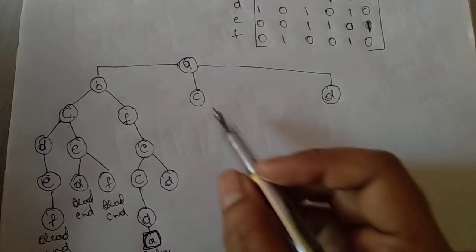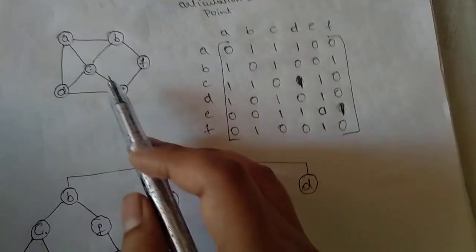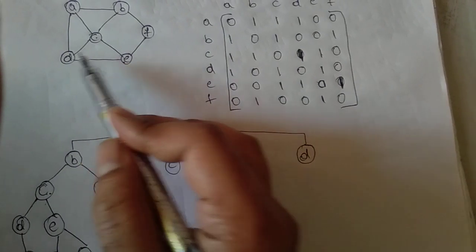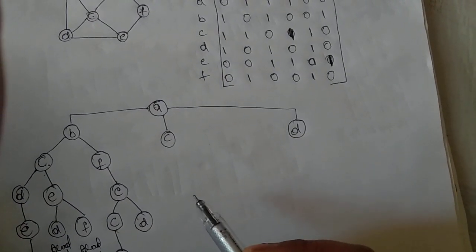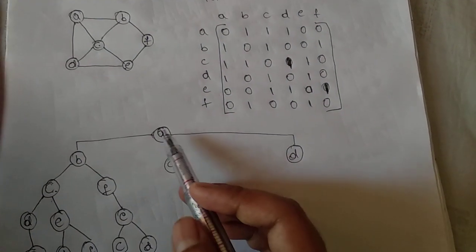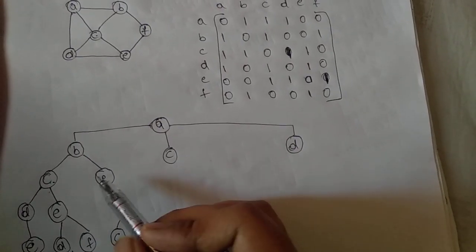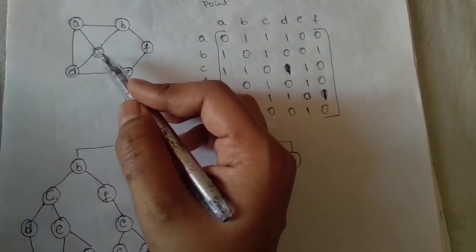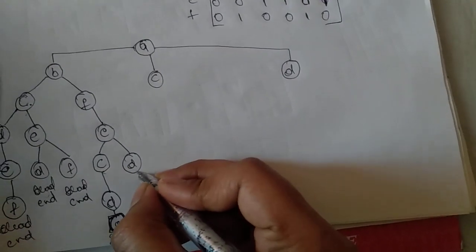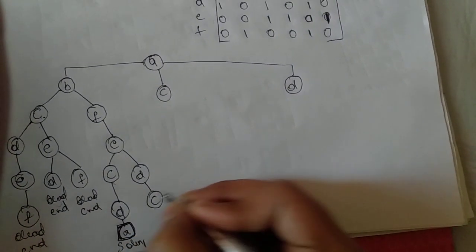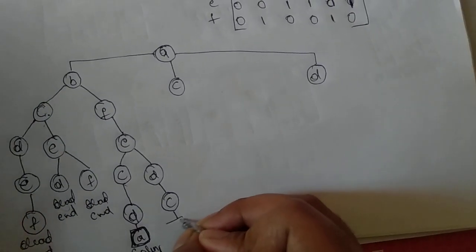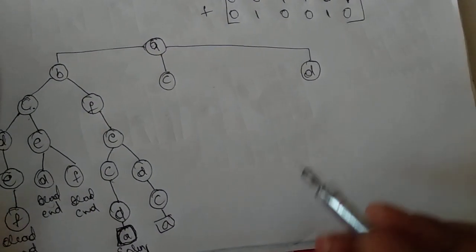Yes, from here, A to B, B to F, F to E, E to D. Just check all the vertices are present or not. Yes, A, B, E, D and F are there. C is missing. See, from D, can you go to C? Yes, I can go. So from D, I'll go to C. From C, can you reach A? Yes, I can reach A. This is forming a Hamiltonian cycle.